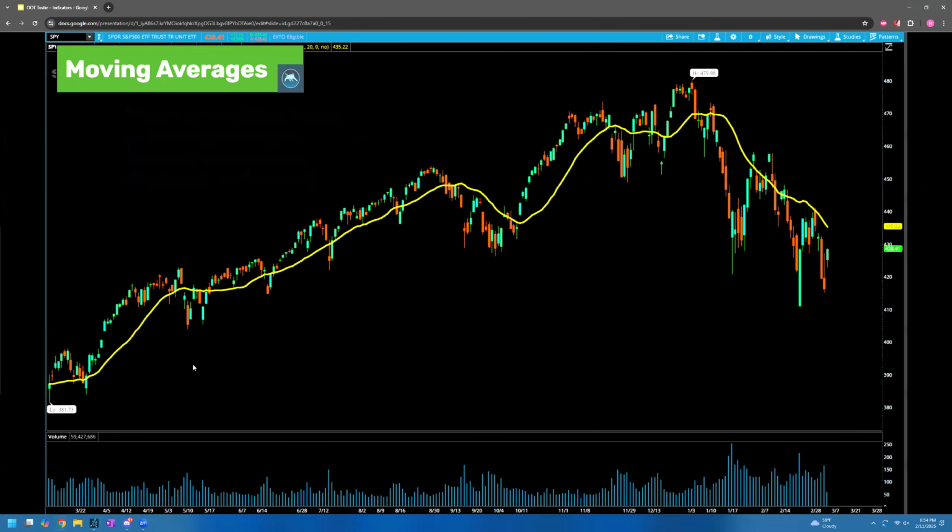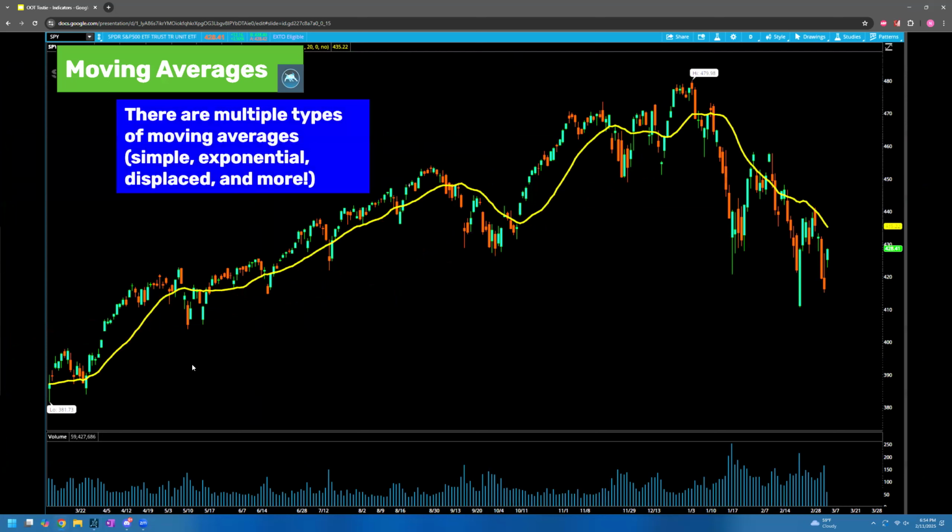All right, that's moving averages. There are multiple types of moving averages. There's going to be a simple moving average like we talked about. There's also exponential moving averages. The exponential moving averages are going to be a bit more reactive to price. And EMAs are what I like to use when I'm short-term trend following.